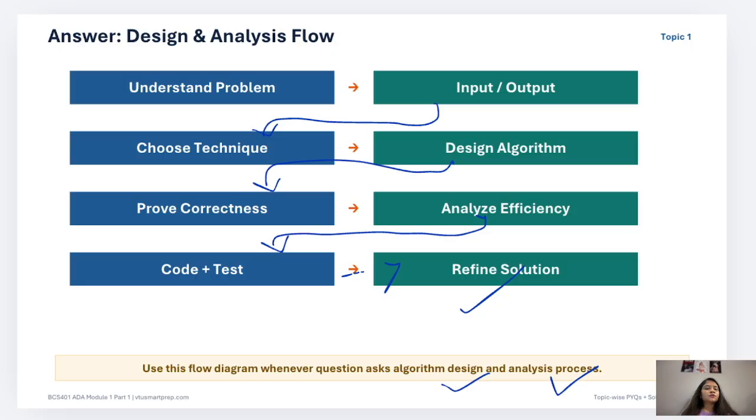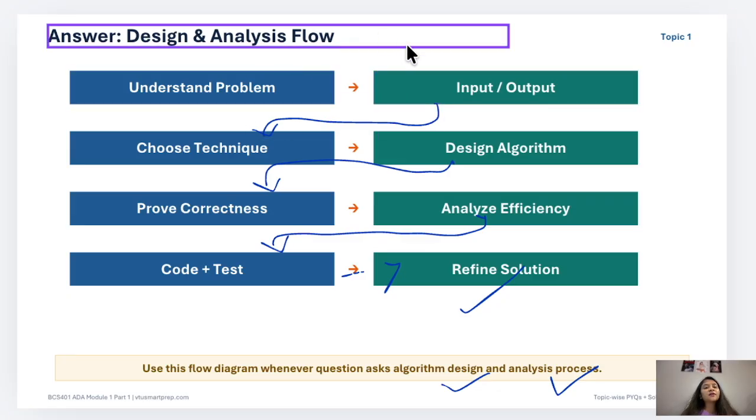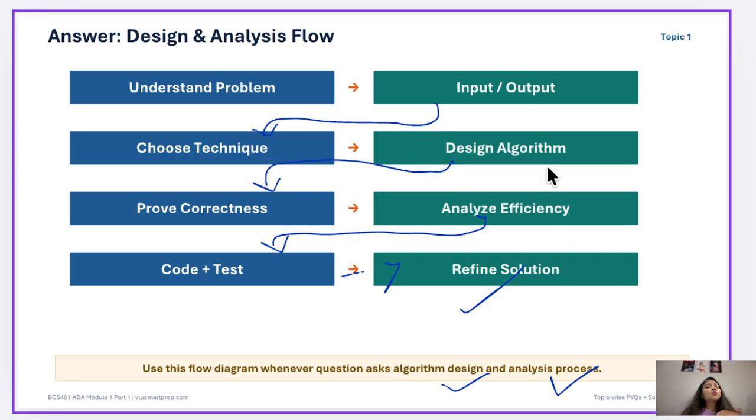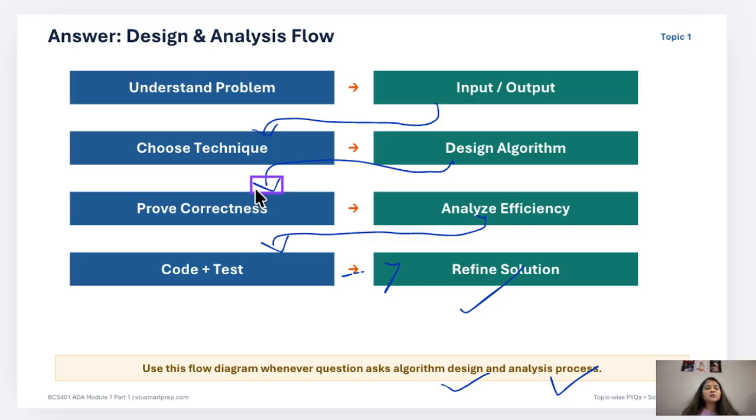stages. So first, we have understanding the problem in the first step. Then we are going to understand the problem and identify the input and output. After that, choose the technique, then choose the suitable technique and design the algorithm. Once the algorithm is designed, we can prove its correctness, right? And then analyze its efficiency.